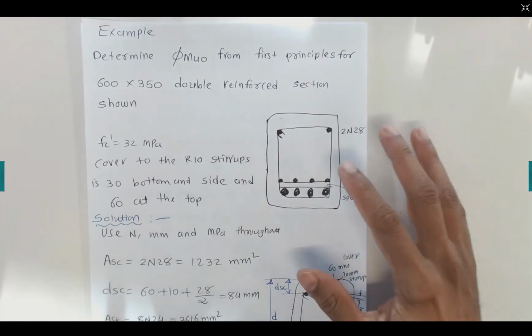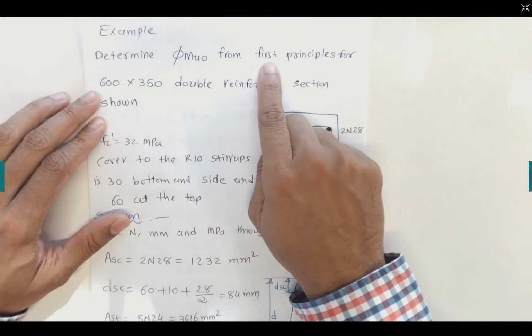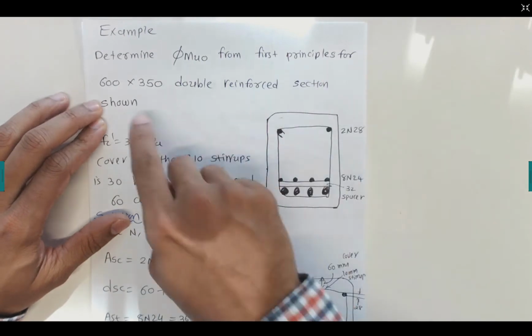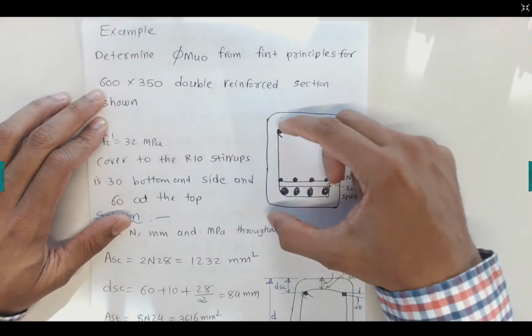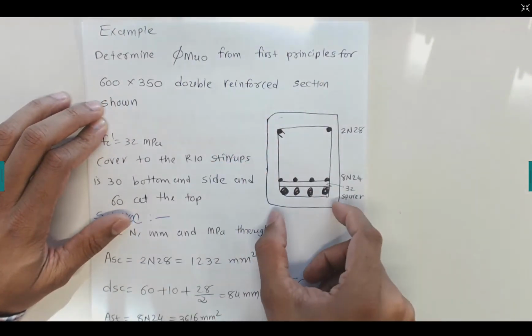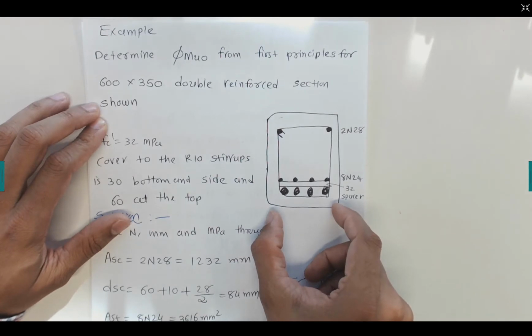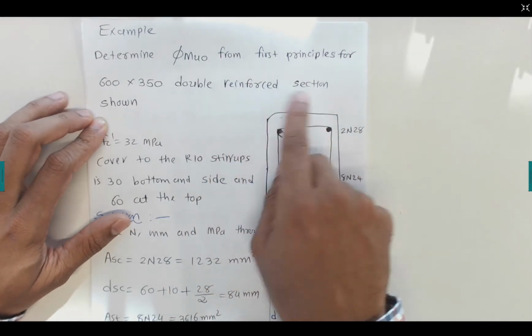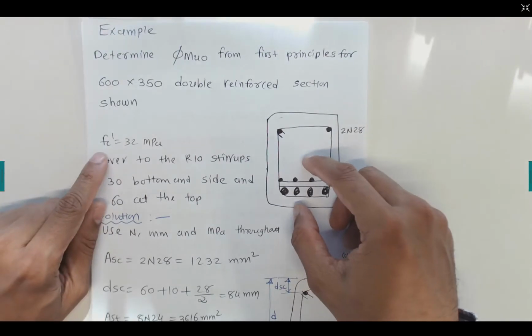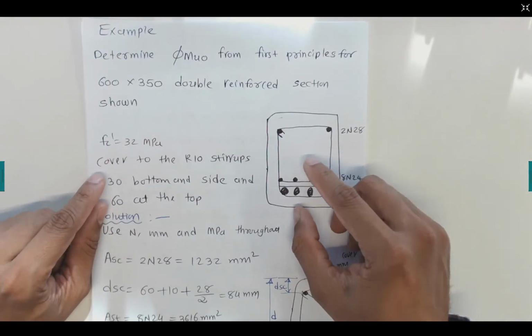This video explains the example of finding the moment capacity using first principle methods for a 600 millimeter depth beam by 350 millimeter wide doubly reinforced section shown in the figure. Characteristic strength of the concrete is 32 megapascals.